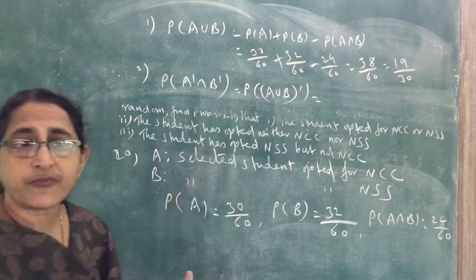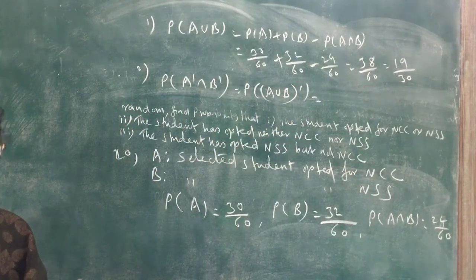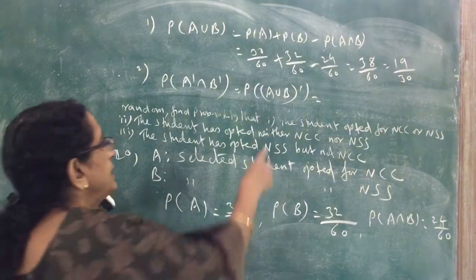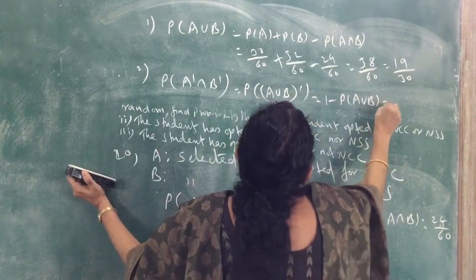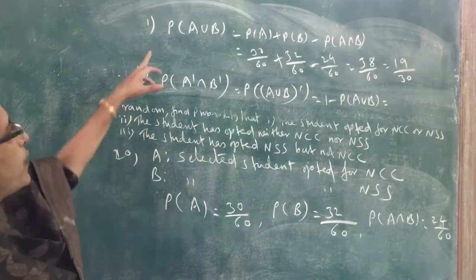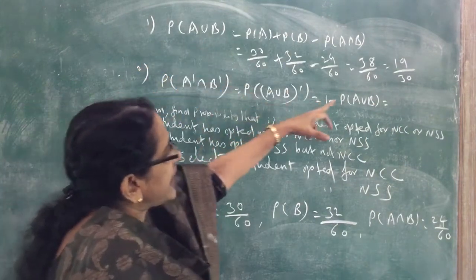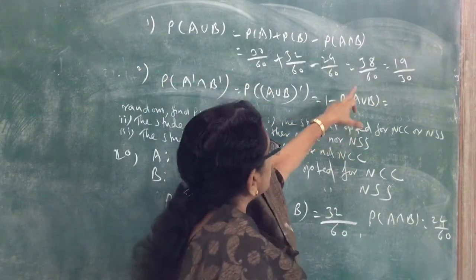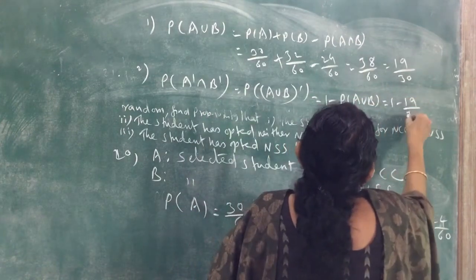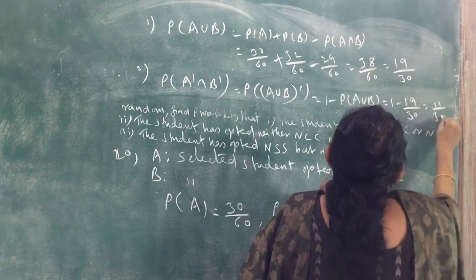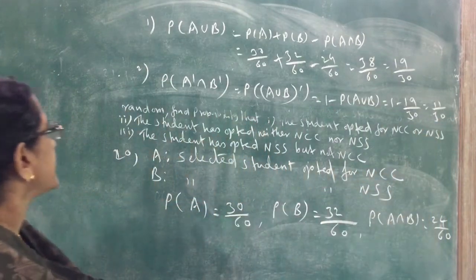Now I apply the complementary event formula, probability of A dash equals 1 minus probability of A. So that is equal to 1 minus probability of A union B. We found the probability of A union B is 19 by 30. So we substitute: 1 minus 19 by 30, that is equal to 11 by 30. That is the second answer. Now the third.